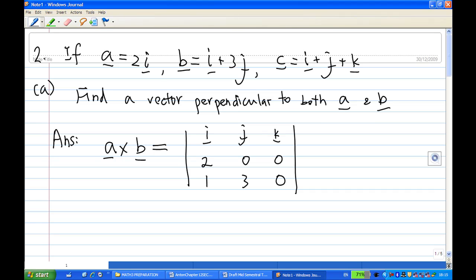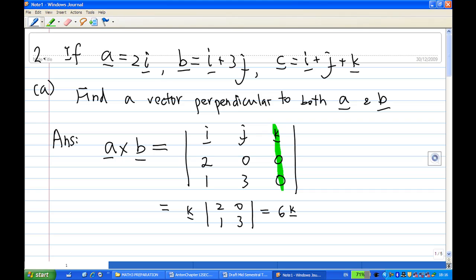Now to find this answer, you can use the expansion. So I select the third column to expand, which will give me k multiplied by the determinant of 2, 0, 1, 3, after striking out the first row and third column, and this is equal to 6k. 2 times 3 minus 0, 6k. So that means that A cross B equals 6k.